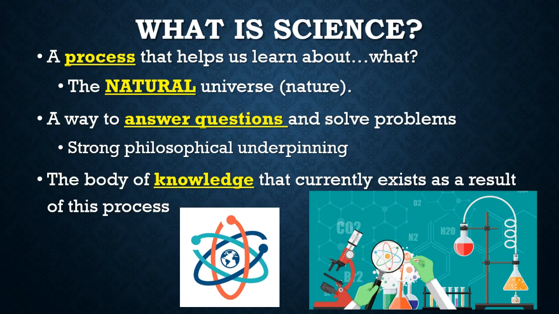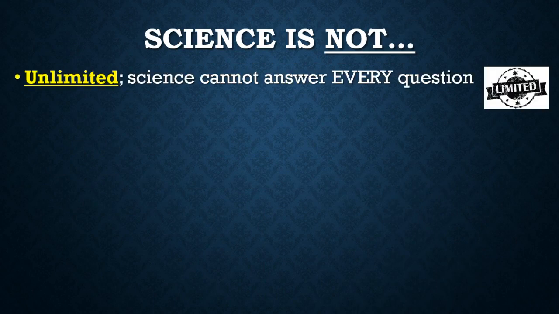It also helps us to understand science if we understand what science is not. So several things you need to know that science is not. First of all, science is not unlimited. We cannot use science to answer every single question. I told you before that science is about the natural world, about the physical universe. In other words, we cannot use science to answer questions about the supernatural world or the metaphysical world.